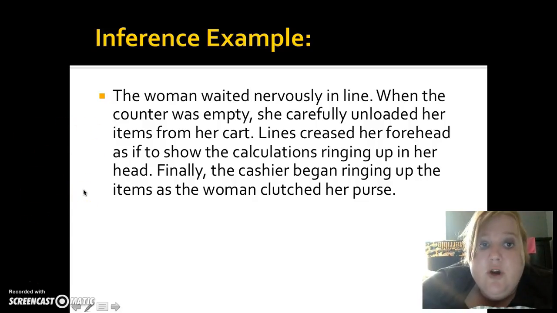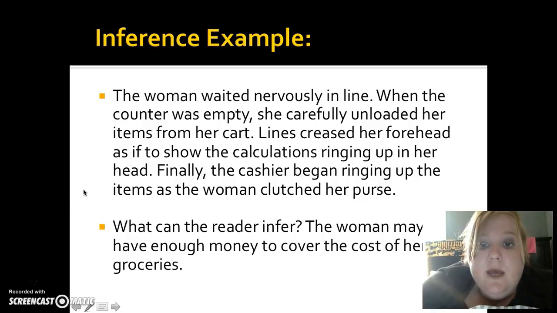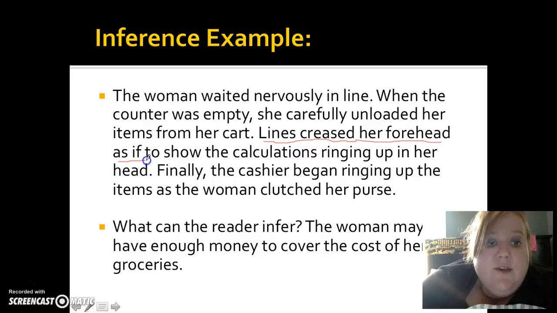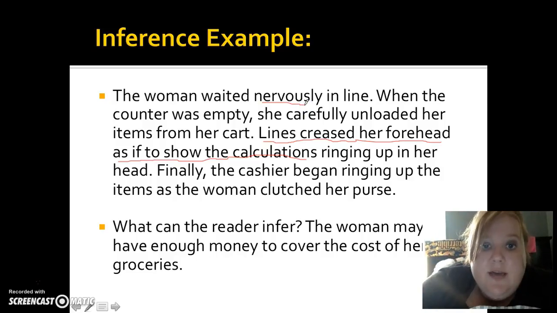So what can we infer about the woman based on this passage? The woman may not have enough money to cover the cost of her groceries. Well, in order to say this, we have to be able to prove this in the text. So we can say that lines creased her forehead, which means she looks a little nervous. And it also says as if to show the calculations ringing up in her head. So as you can see, all these words, nervously, lines creased, give us the evidence which you must highlight and find to make a valid argument for the inference.